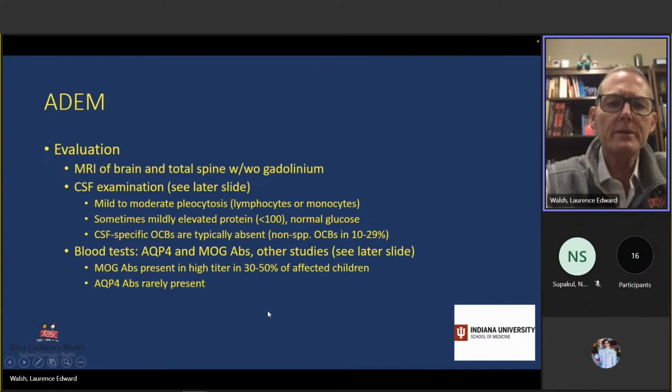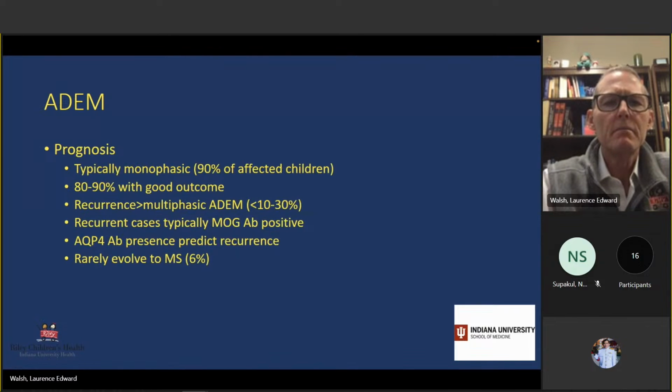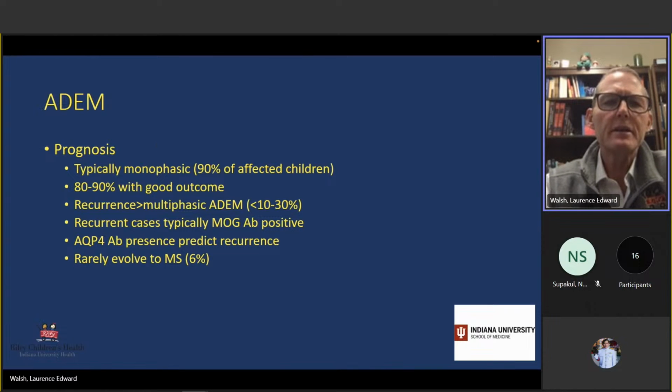As Dr. Wood said, MOG tends to be present more likely. This is typically monophasic in 90% of children, and most children do fine with complete recovery. About 20% or so have recurrence, which is called multiphasic ADEM. It can recapitulate or there can be recrudescence of the same symptoms, and you want to have it happen at least 30 days after the initial bout to call it recurrent.